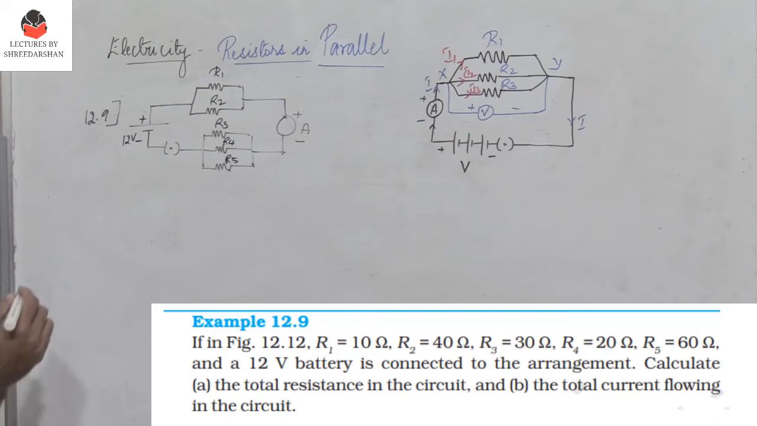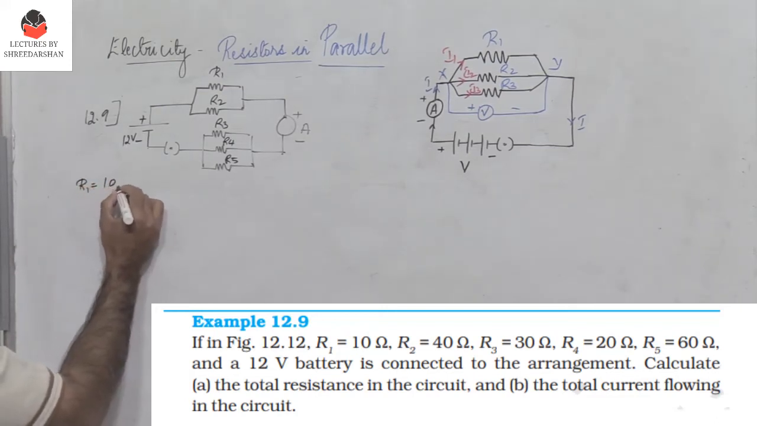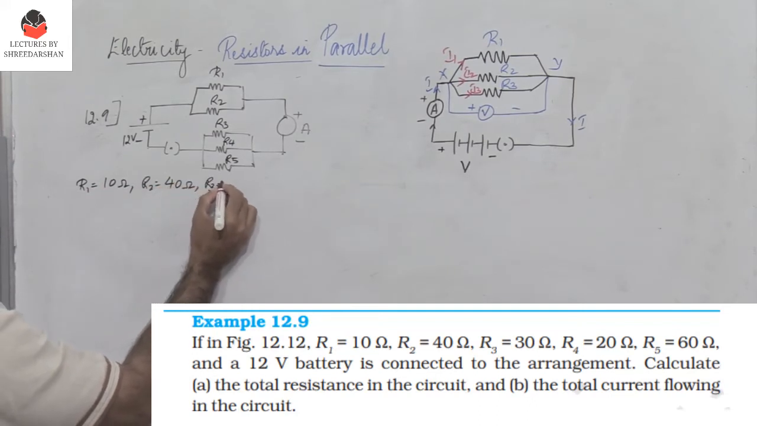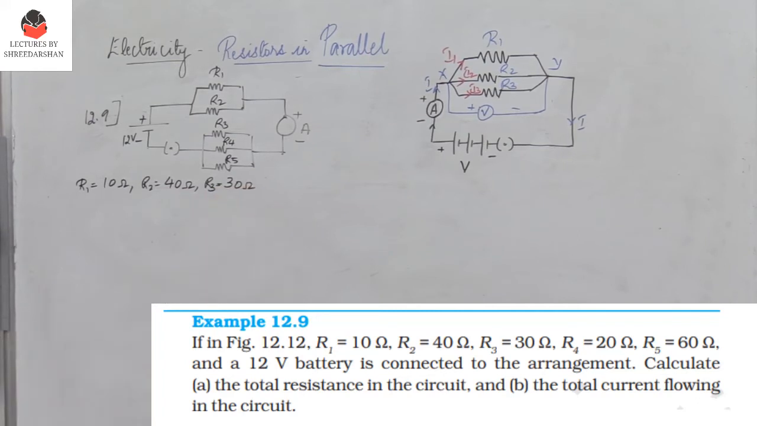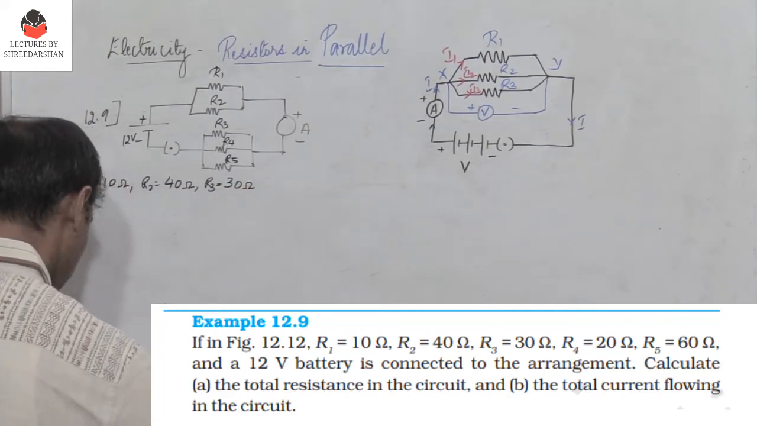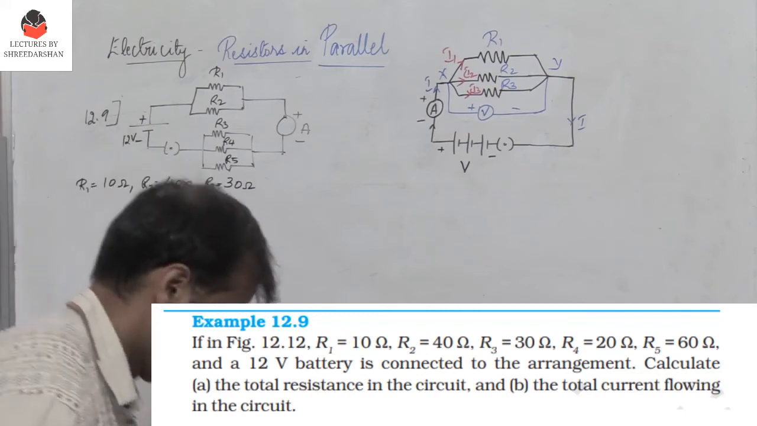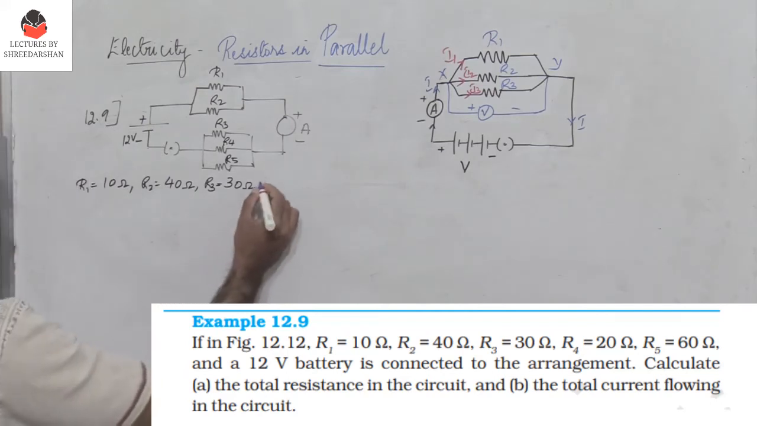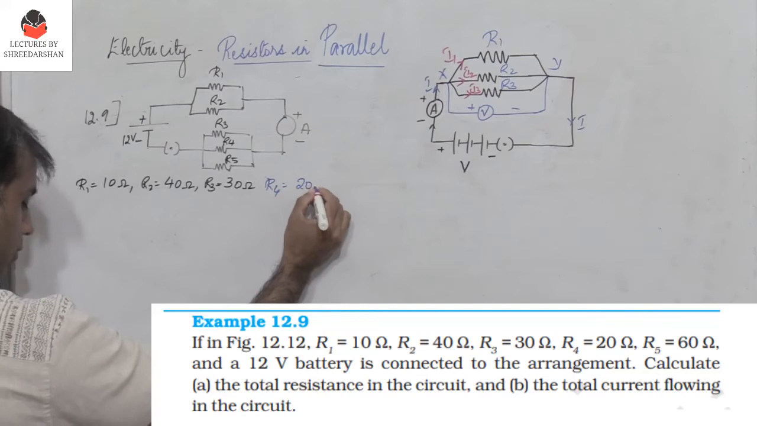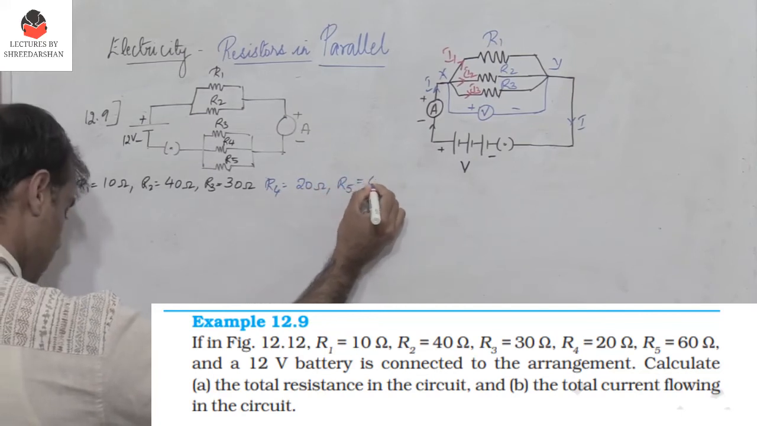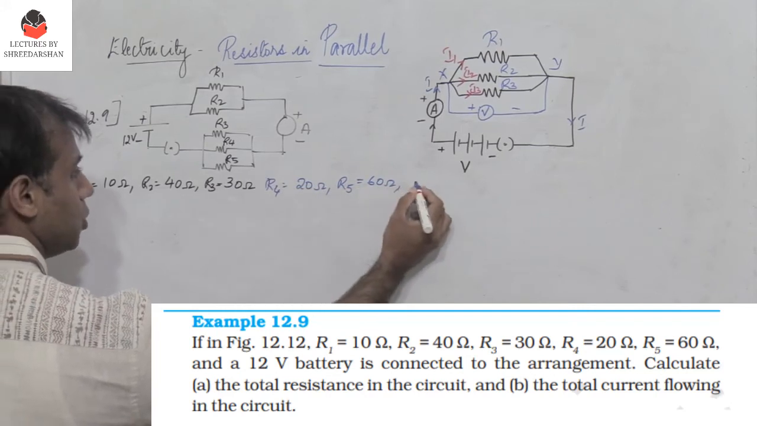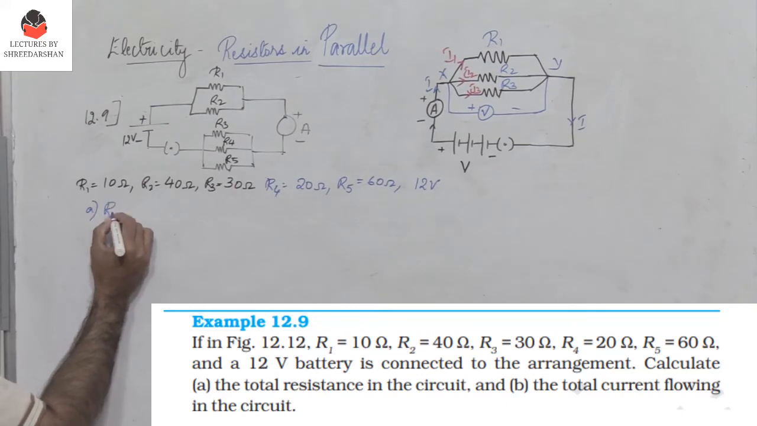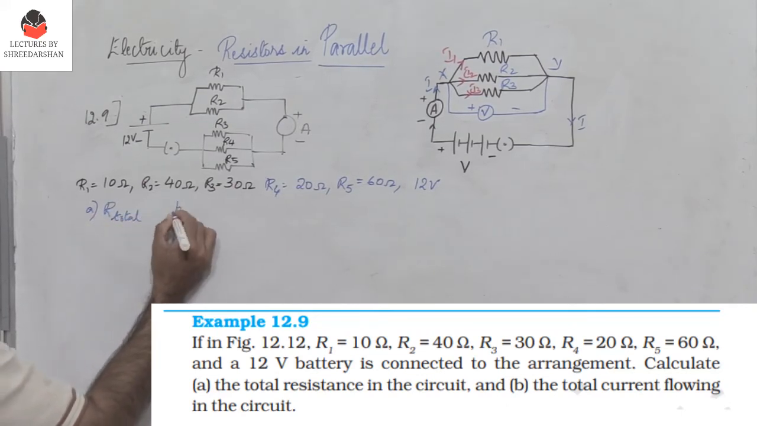So there is a circuit given where R1 equals 10 ohms, R2 equals 40, and then we have R3 equals 30 ohms, and then we have R4 which is equal to 20, and R5 equals 60, and the battery is of course 12 volts. So now the question is, I need to find the total resistance and also the total current.